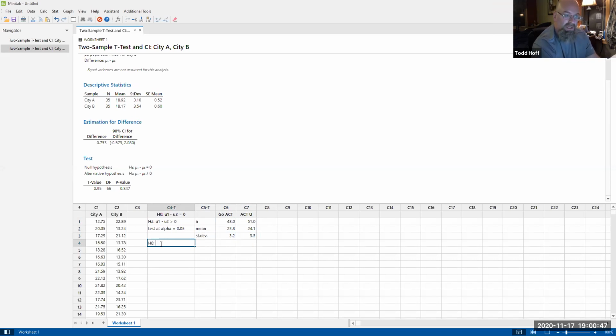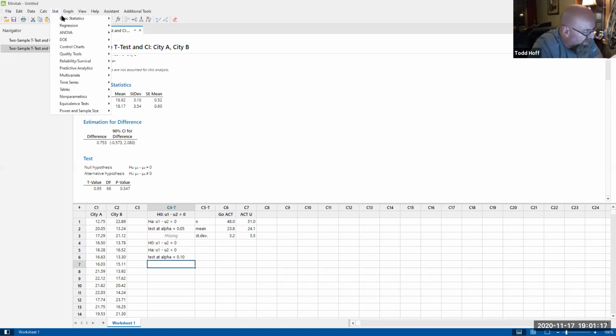Our hypotheses here, H0, we're going to claim mean 1 minus mean 2 equals 0. The alternative, we want to claim that ACTU is better. So mean 1 minus mean 2 is less than 0. That's saying the second one's actually bigger. And we'll test at alpha equals 0.10.